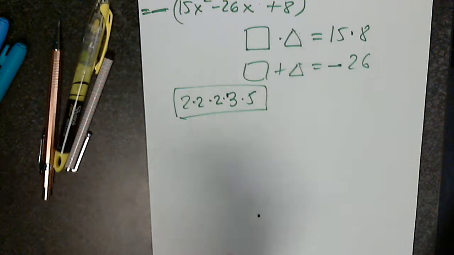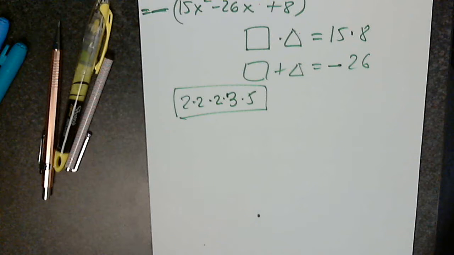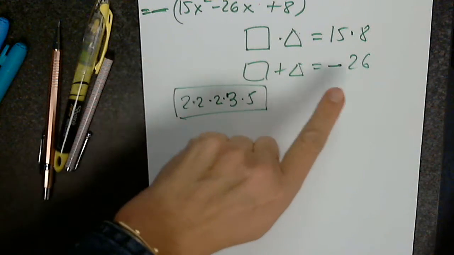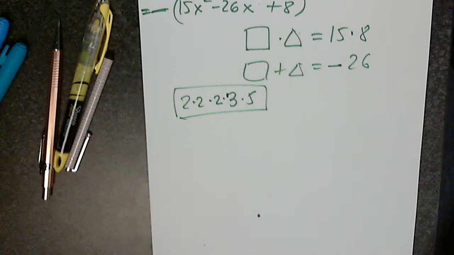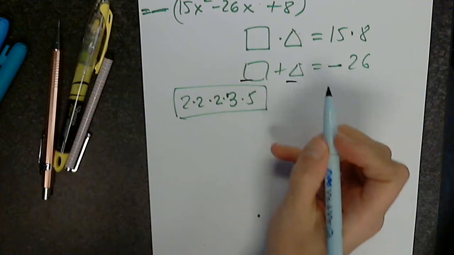Since the product is positive, what type of numbers am I looking for? Two positives, two negatives, or a positive and a negative? If the product is positive, I'm looking for either two positives or two negatives. But since their sum is negative, what am I looking for? Two negatives. Very good. So they both have to be negative.